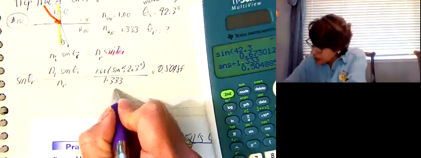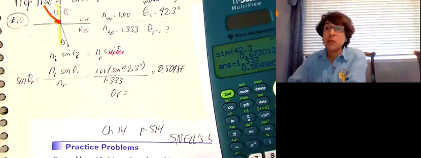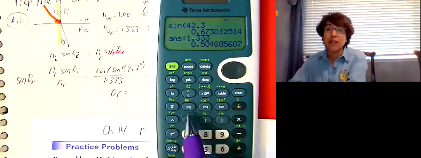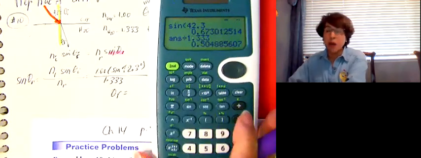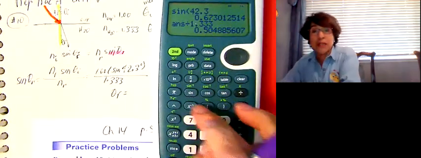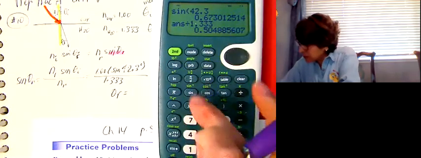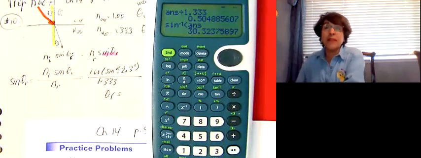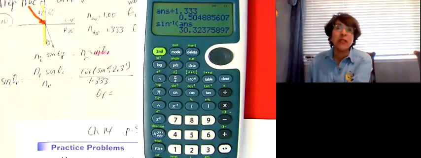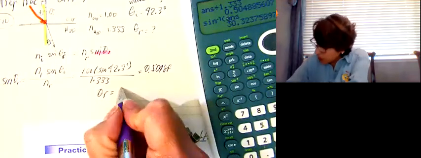So what is theta r? Well, it would just be the arc sine, which we say inverse sine, the sine to the -1. So I'm going to hit the green button and say, give me the arc sine, please, of the answer from above. And there we go. It's 30.323. So we'll just say 30.3 degrees.